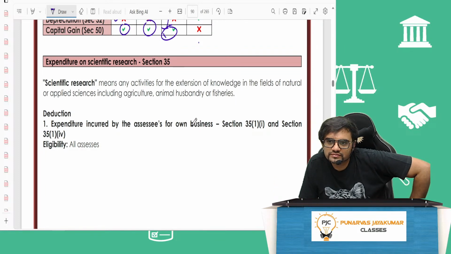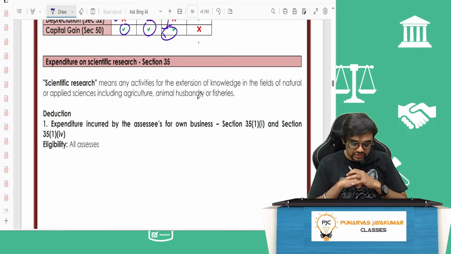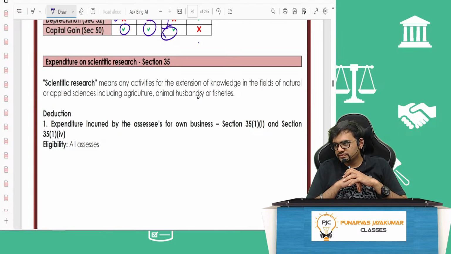So 35, scientific research. Now earlier it used to be one deadly section, and I was doing CA final in 2012, I wrote my exam. Horrible it was because for some cases 100% deduction, some cases 120% deduction, some cases 180%, some cases 200%. Now nothing, very easy. For all cases 100% deduction.